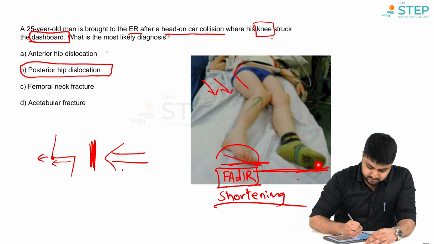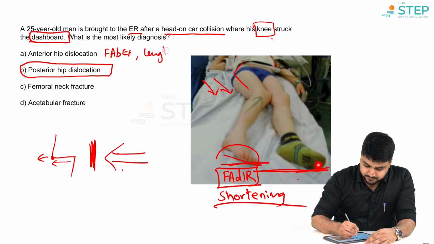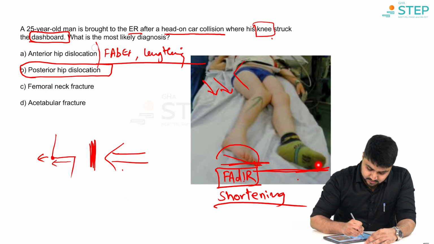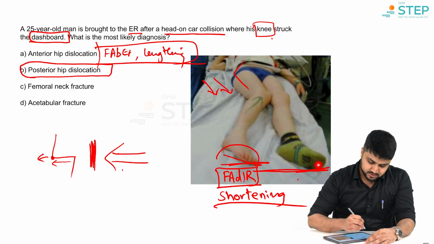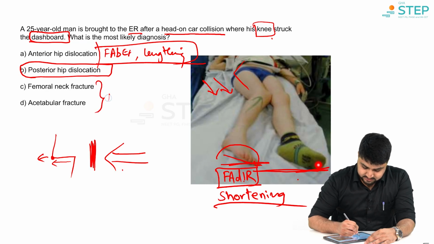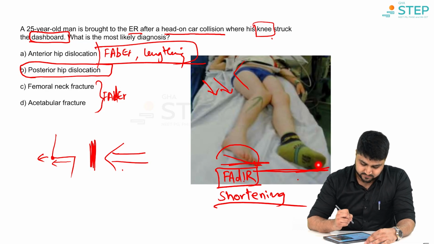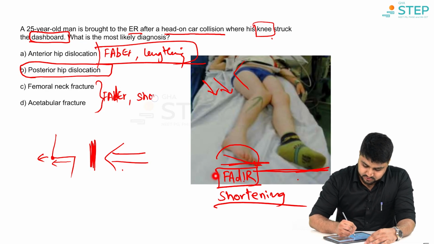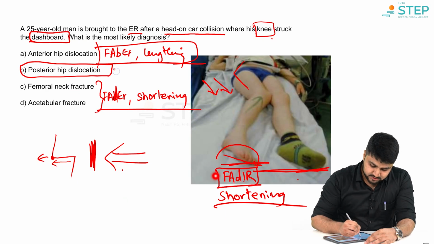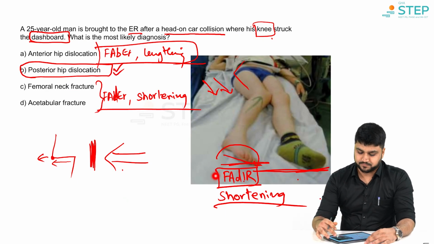Anterior hip dislocation usually presents with a flexion, abduction and external rotation deformity with lengthening. Okay. Femoral neck fracture and acetabular fractures, again they will present with a flexion, abduction, external rotation, or flexion, adduction, external rotation deformity. However, they will have shortening. So, the correct answer here is a posterior hip dislocation.